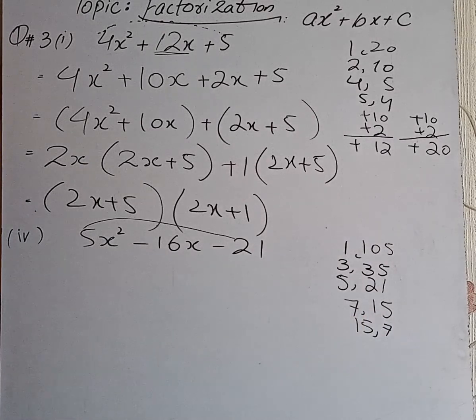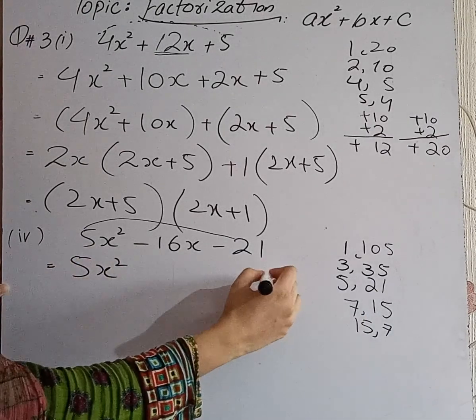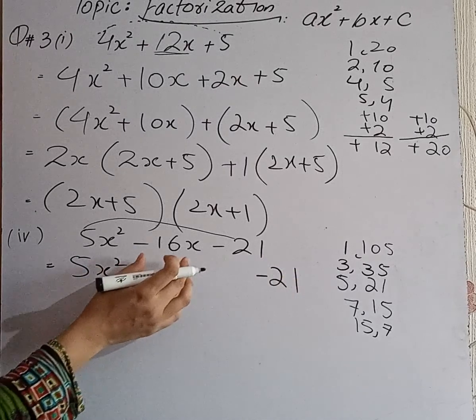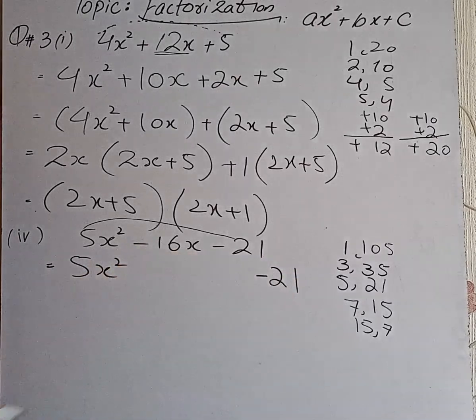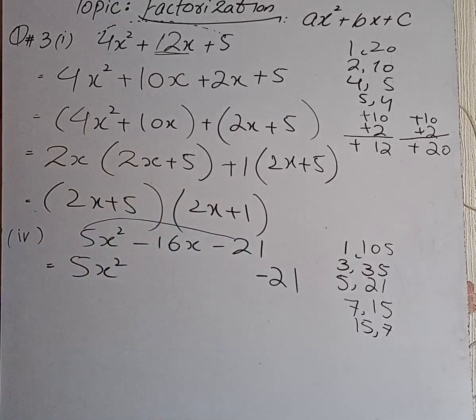So guys, here the first and last term we are going to write as it is: 5x squared minus 21. In place of the middle term minus 16x, we will pick any pair from here. After adding or subtracting, we should get minus 16x, and after multiplying we should get minus 21 times 5, that is minus 105.